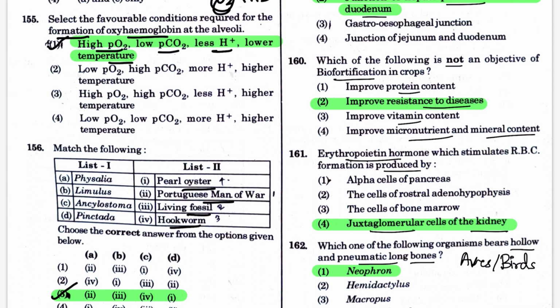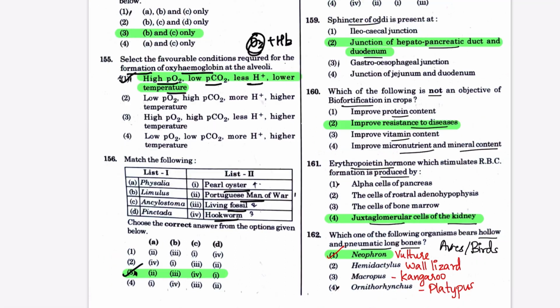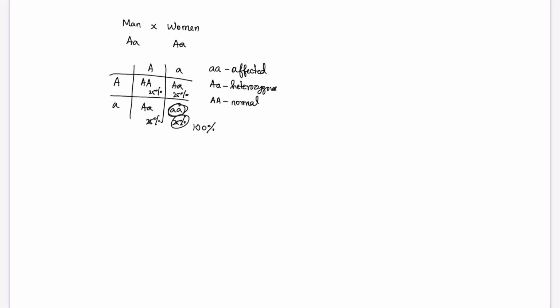Okay, so look at the option. We have neophron, which is nothing but vulture. Okay, Hemidactylus is wall lizard. Okay, so Macropus is kangaroo. Ornithorhynchus is platypus. So just look at the option. So vulture is an A, so this is the right answer. Wall lizard is a reptile. Macropus and Ornithorhynchus are mammals. So answer is 1. Okay, right.